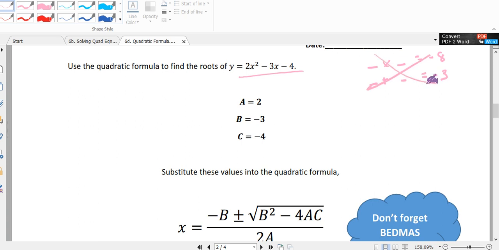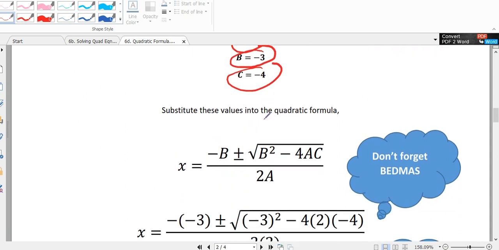So since I cannot factor, I'm going to use the quadratic formula. So my a value is 2, my b value is negative 3, and my c value is negative 4. And I'm going to plug all those numbers into my formula, x equals negative b plus minus the square root of b squared minus 4ac, divided by 2a. I'll explain what the plus minus means in a second.